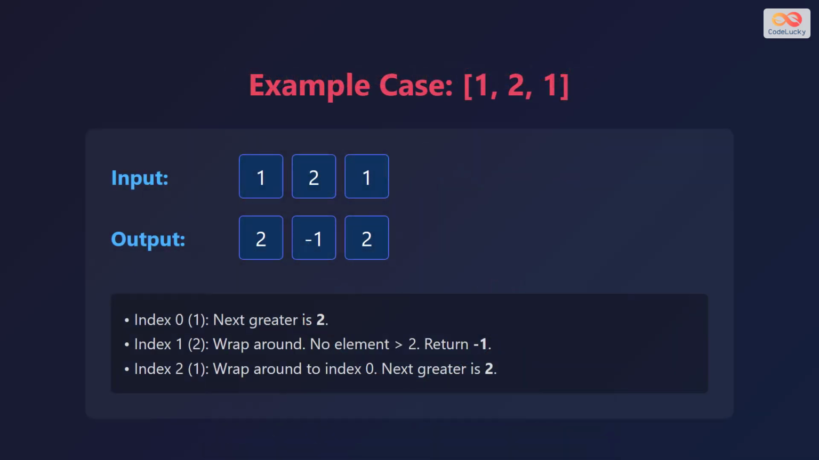Let's look at a simple example with the array 1, 2, 1. For the first element, 1, the next number is 2, which is greater, so the answer is 2. For the second element, 2, we wrap around to the start but find no number greater than 2, so the answer is -1. Finally, for the last one, we wrap around to the start and find 2, so the answer is 2.